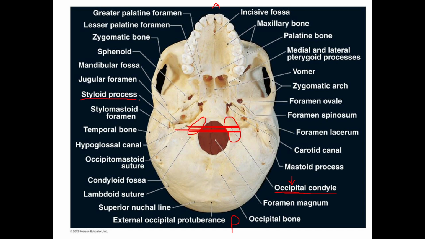Here we can see the styloid process once again. Mandibular fossa, that's the process we talked about where the mandible actually articulates. Zygomatic arch, we've seen that before. Let's see, palatine bone, we can actually see a stronger outline of what the palatine bone looks like now. Lesser palatine foramen, everything else is pretty straightforward.